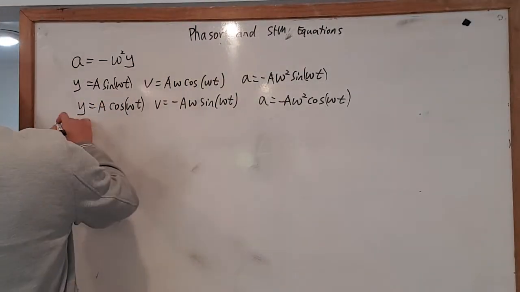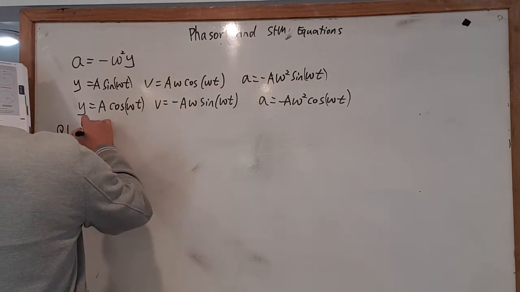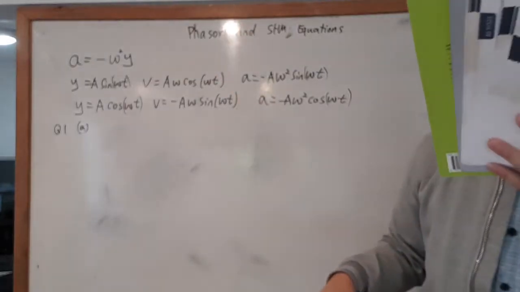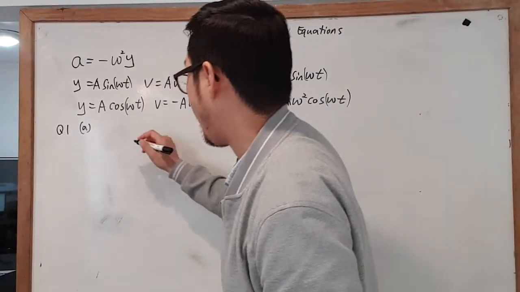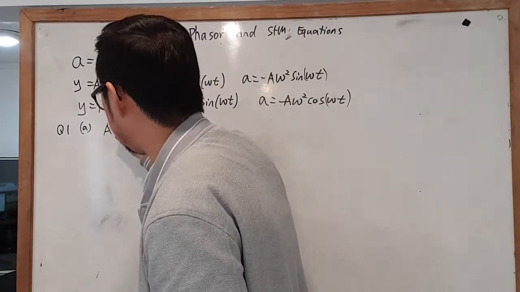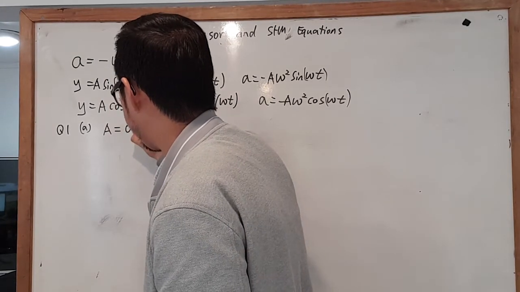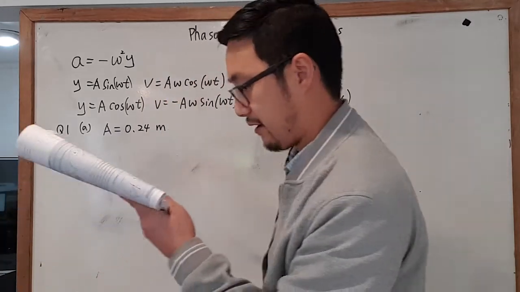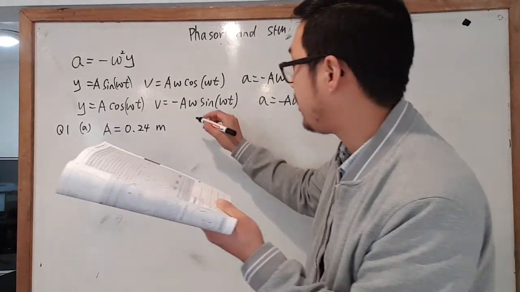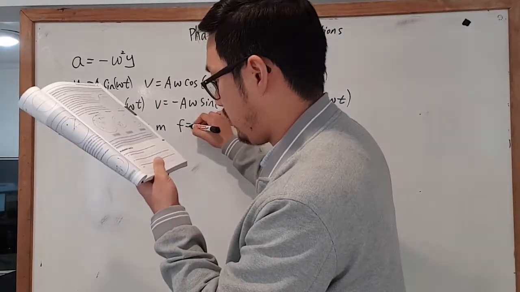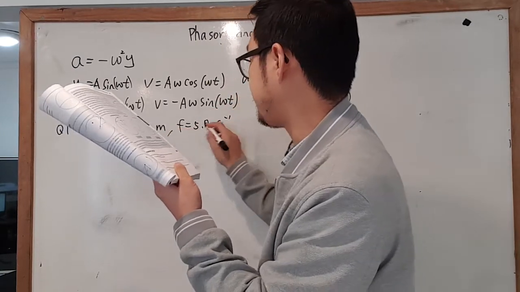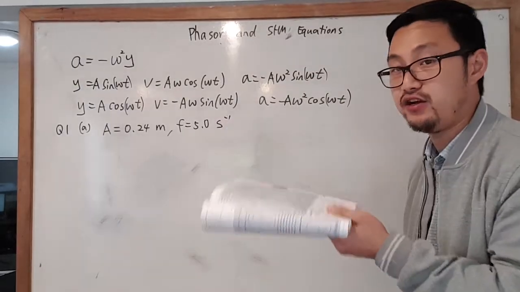First it goes like this: an object is vibrating vertically with a simple harmonic motion of amplitude 24. I'm gonna write amplitude 24 centimeter, and I'll make it become 0.24 meter. Then you have the frequency, which tells us frequency f equals 5.0 per second, so that is the same as hertz. Calculate the angular frequency of the motion.